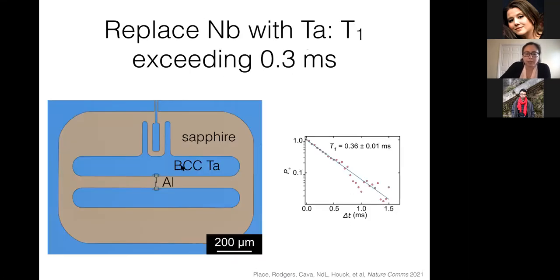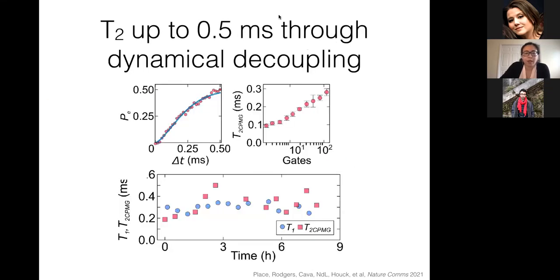Putting all of these things together, so purifying the substrate, replacing the metal with tantalum, and then working on our fabrication, allowed for qubit lifetimes exceeding 300 microseconds. And what we're able to see is that with dynamical decoupling, the T2 gets up to around half a millisecond.